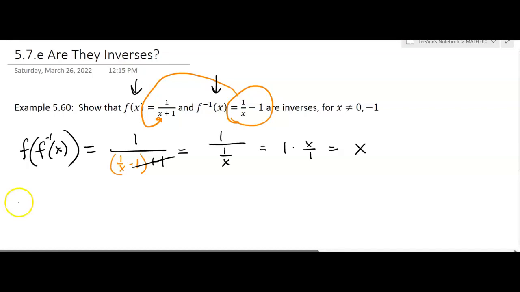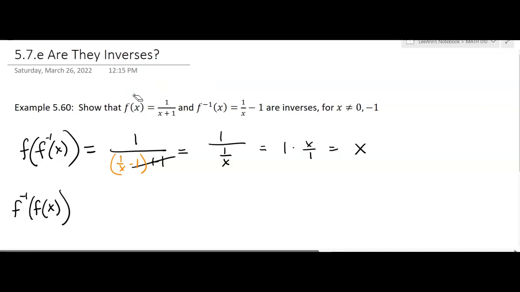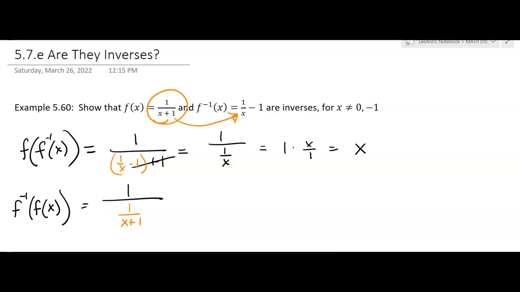And now we have to go the other way. So f inverse of f of x. Well, I hate to do it, but I'm going to erase. Okay, so now we're going to go the other way, and we're going to take this and put it in right there. So it's going to look like 1 over, and then I'm going to have the f of x, 1 over x plus 1, and then I still have this part, the minus 1, out there. So it's all in how you write it.